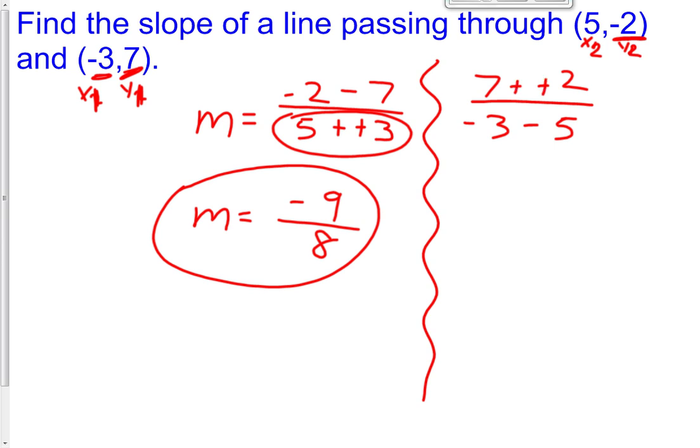7 minus a minus 2 is 7 plus 2, which is 9. A negative 3 minus 5 is a negative 8. And 9 divided by a negative 8 is the same thing as a negative 9 divided by a positive 8. So the answers are indeed the same.